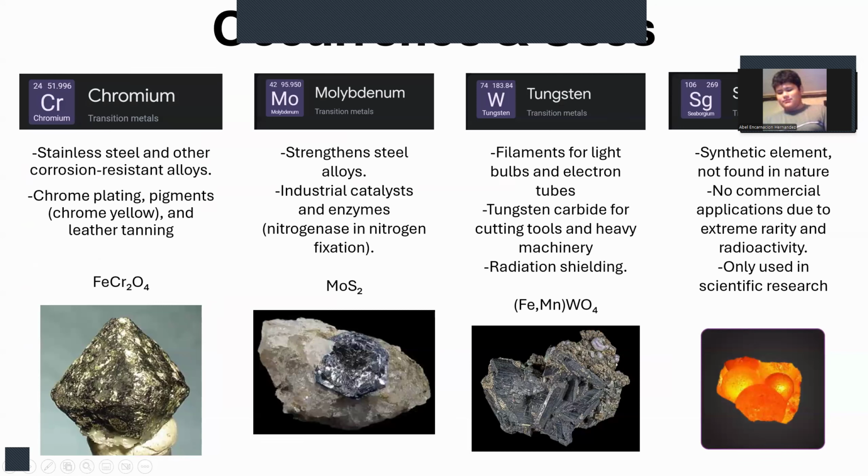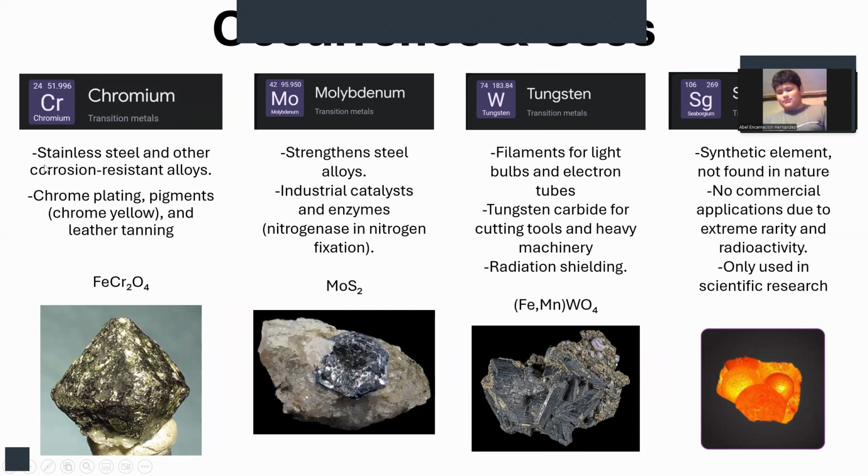I'm just going to present real quick about the periodic table, more specifically group 6 metals, transition metals of that. I'll start with chromium right here. Chromium is usually found in nature as iron chrome 2 oxide 4. You find it right here, as in this little picture right here.